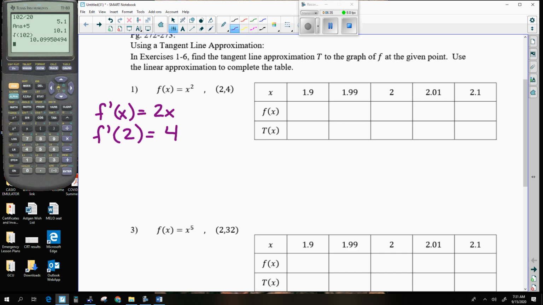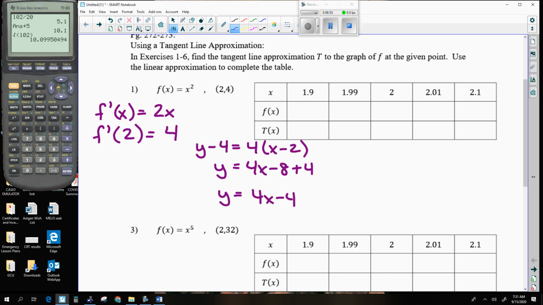So the equation of our line is y minus y1 is equal to m times x minus x1. Our linear approximation is 4x minus 4. That's our linear approximation of this, so this is that T formula. They want to know what the actual squares are, so 1.9 squared. These are the actuals.